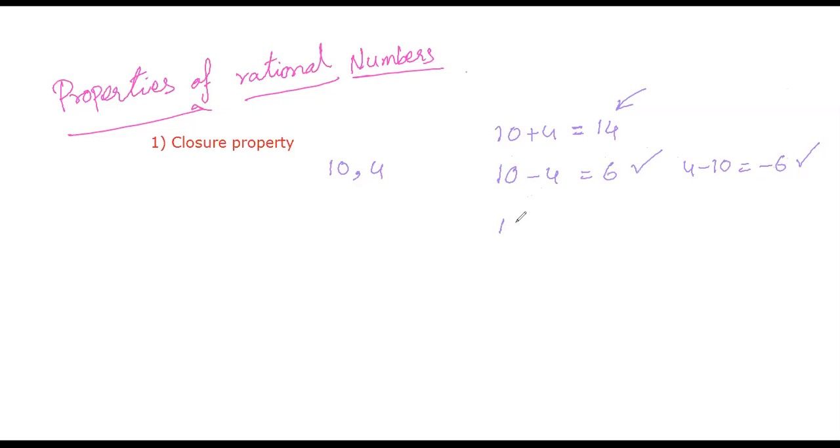What about multiplication? 10 times 4 is 40. Yes, 40 is a rational number, isn't it? So it works. And in all the cases, not only these two numbers, if we take any of the rational numbers, it has to satisfy all these conditions. Then only it applies the closure property.